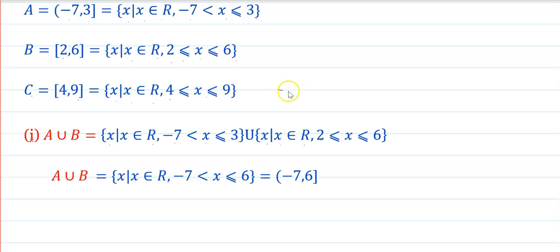If we draw the number line, suppose here is minus 7, and here I write 3, and what about the next is 2 to 6. Then the overall is minus 7 to 6, but here minus 7 is open and 6 is closed, and if we take their union, you will get A union B as minus 7 to 6. Minus 7 is open, 6 is closed.